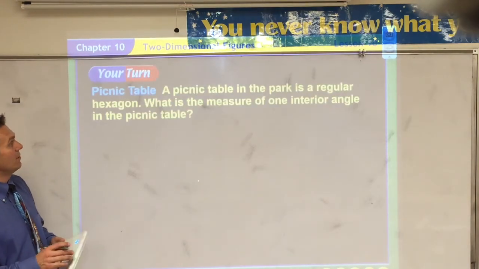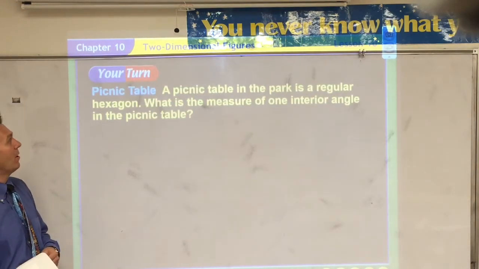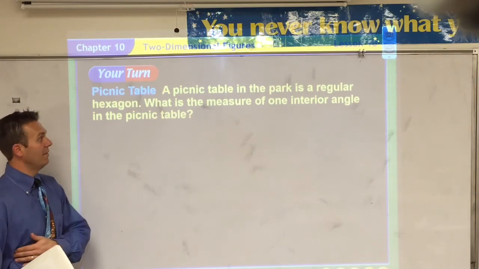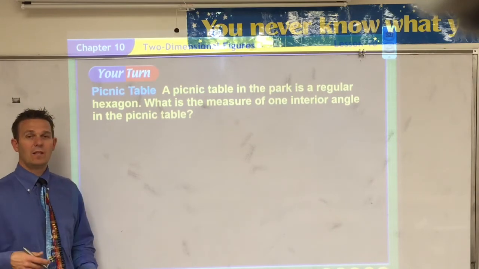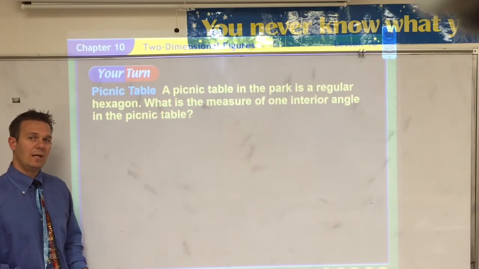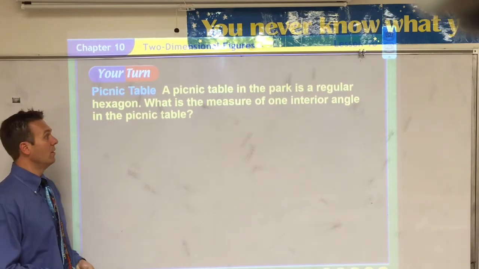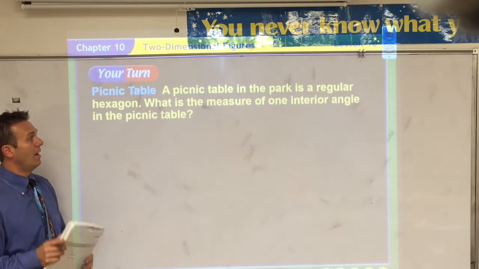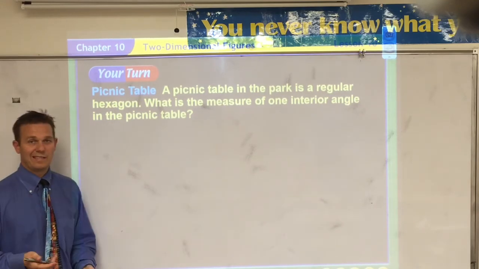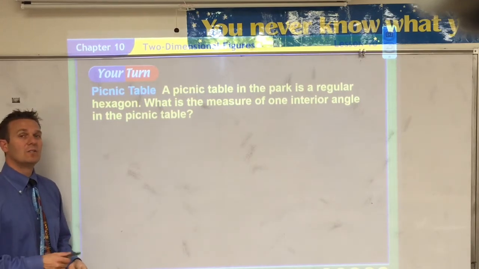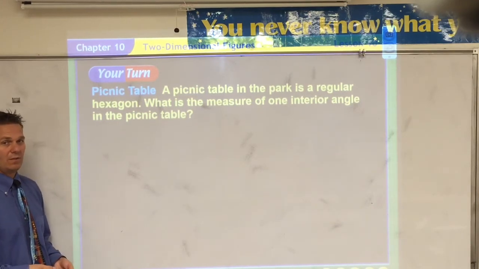All right, now it's your turn. It's a picnic table in the park. It's a regular hexagon. A hexagon is a 6-sided figure. So you're going to use your formula, n minus 2 times 180. You're going to find the total amount, and then you're going to divide that by the number 6. Okay, so go ahead and see if you can do that. You can pause right now, try it out, and then I'll give you the answer.